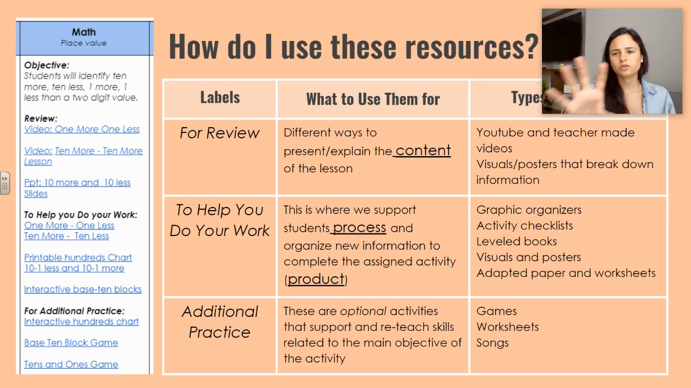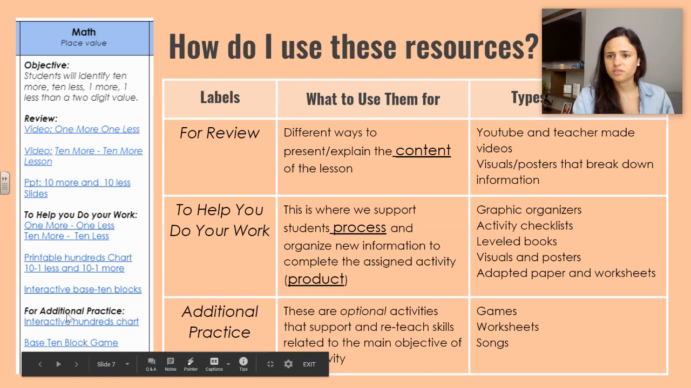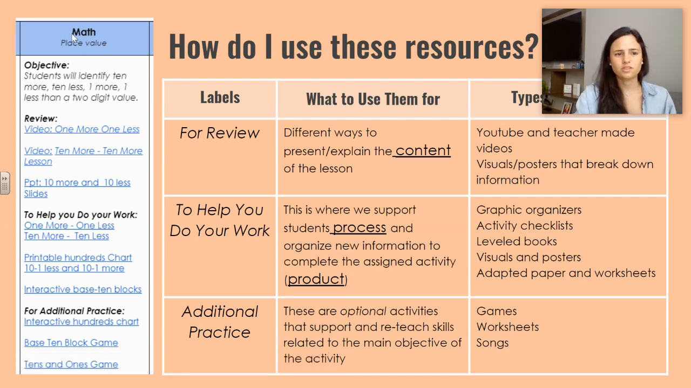But first, let's break down this table so that we understand how to read it. This is a screen grab of one of the columns on the table I just showed you. At the top, I have the subject area, which is math, and then the type of activity that we're working through, which is place value. We have an objective with that activity, and then we have these 3 labels: review, to help you do your work, and for additional practice.